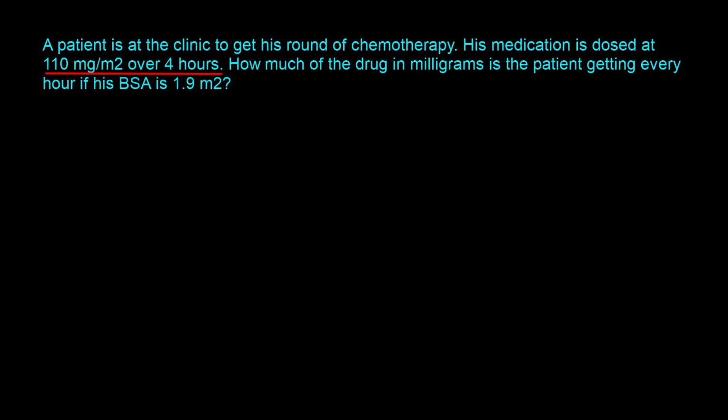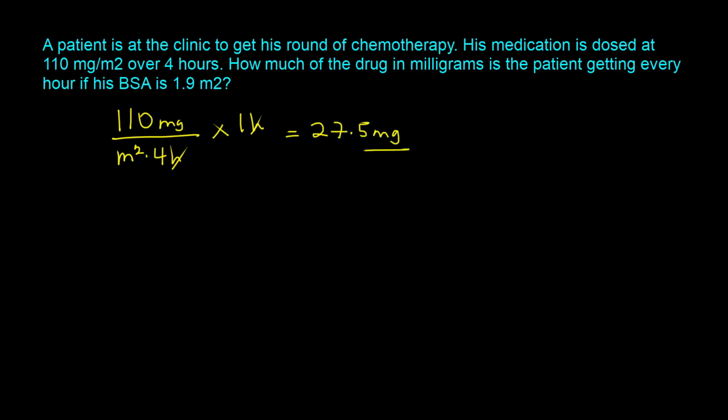And because it's normalized to meter squared, which is body surface area, we need to make sure we have BSA or body surface area information. And now the question actually tells us that his BSA is 1.9 meters squared. So we don't need to calculate the BSA here. But what we need to do is take the 110 milligrams per meter squared, which is given over 4 hours, and determine what it will be for 1 hour. So we multiply that by 1 hour, the hour cancels out, and that actually gives us 27.5 milligrams per meter squared.